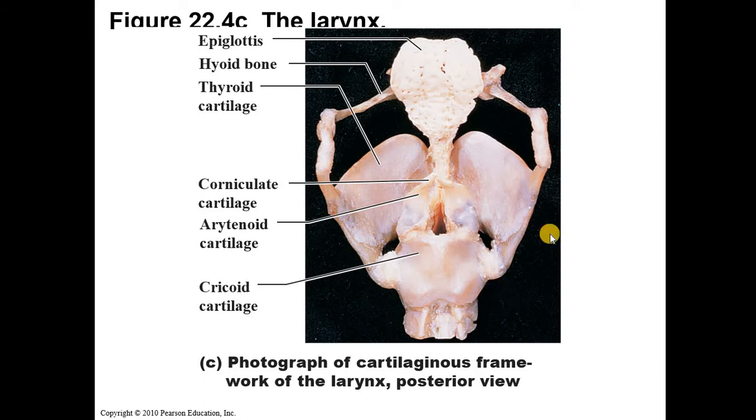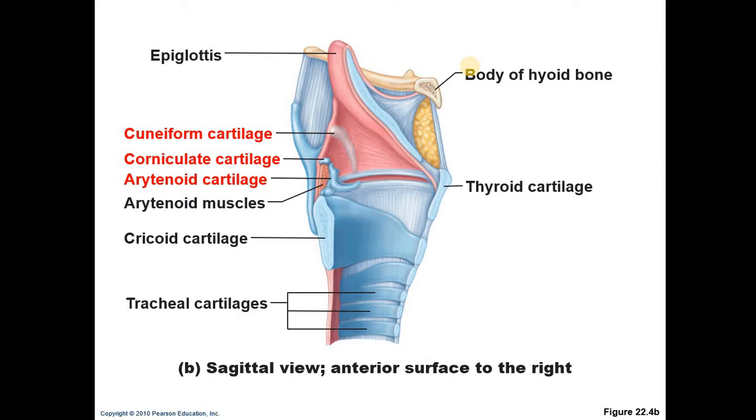And then below that, you can see the cricoid cartilage again, and the thyroid cartilage, the big one, you can see it as well. You can also see this epiglottis from this back view. The previous picture was the front view. Here's the side view, and you can see cuneiform. You can see corniculate and arytenoid with this one also.